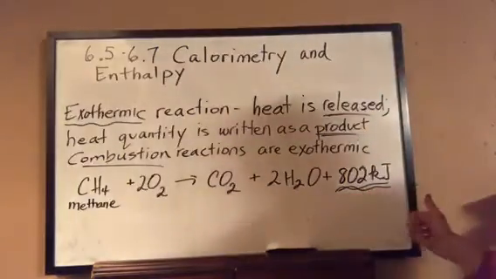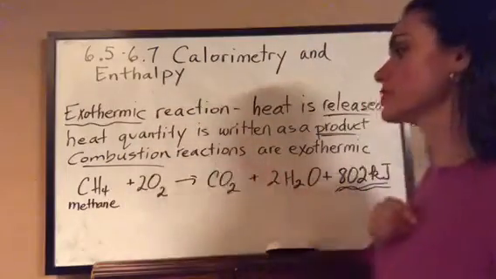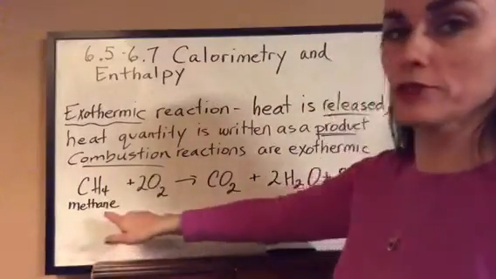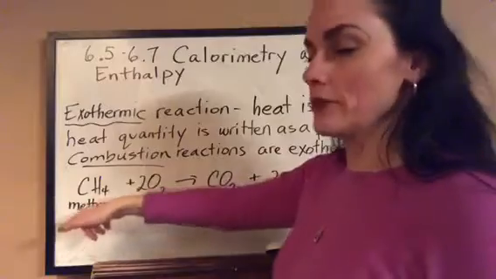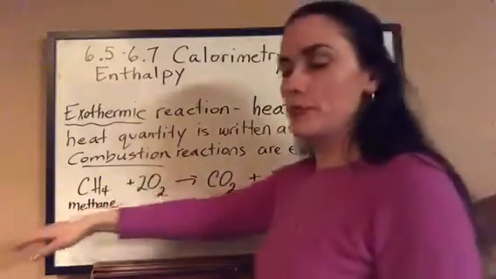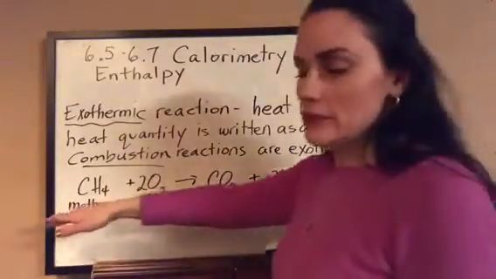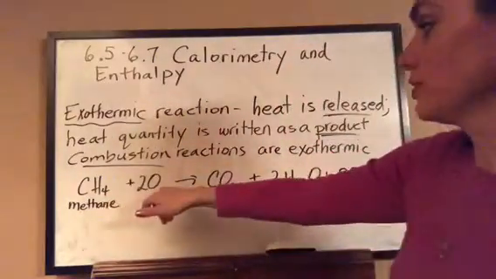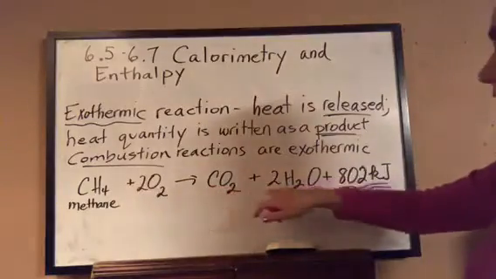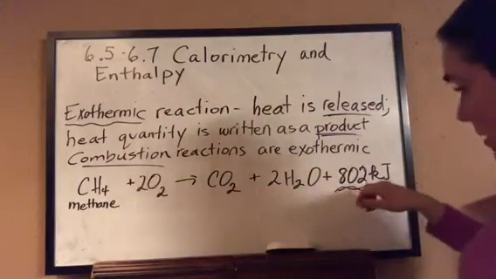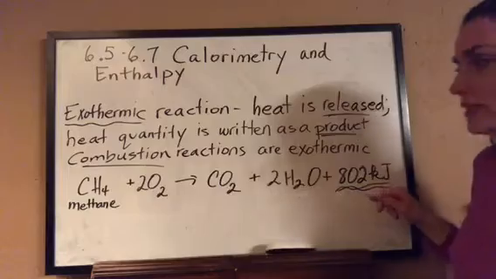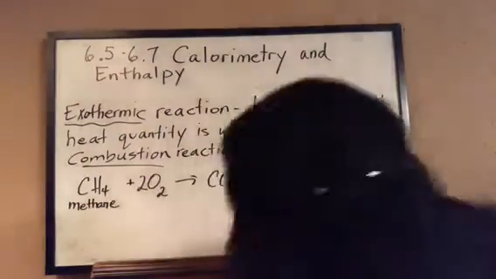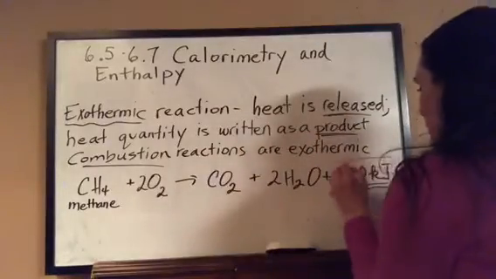The heat quantity is written as a product. And a type of reaction that's an exothermic reaction is a combustion reaction. So if you have the combustion of methane, which is in natural gas, if your home is heated with fuel from PGW, well, it has natural gas, which contains methane. So methane reacts with the oxygen in the air to produce carbon dioxide, 2 moles of water, and 802 kilojoules of heat energy. So the heat that is released is a product.